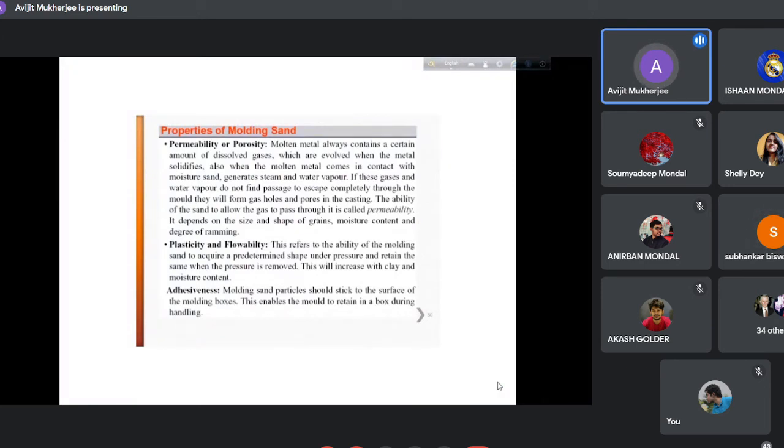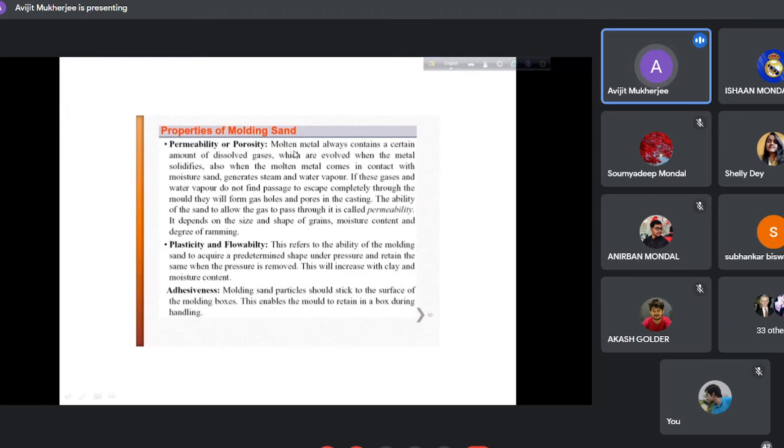Some desirable properties. We have mentioned some use of additives, etc., to enhance some property. Now, what are the properties actually? The properties are very important. One is permeability or porosity.